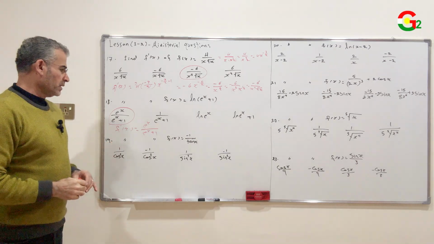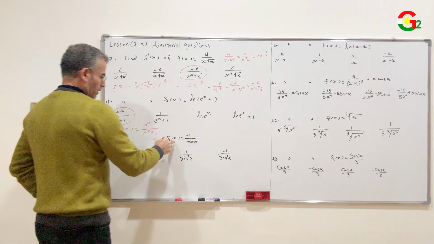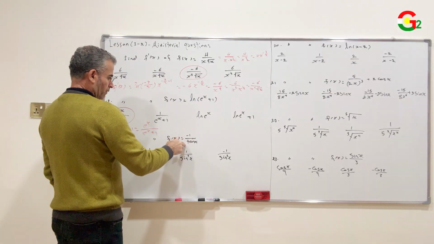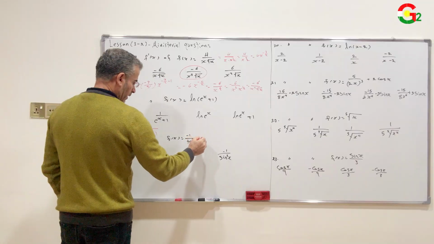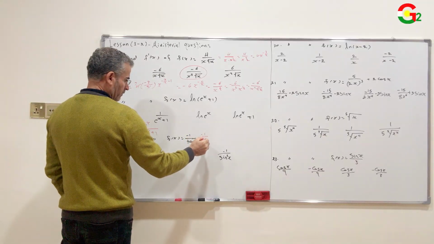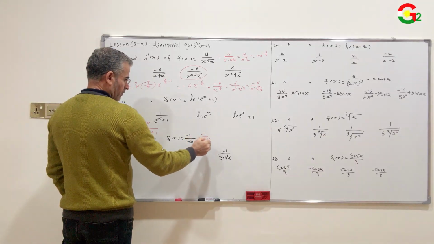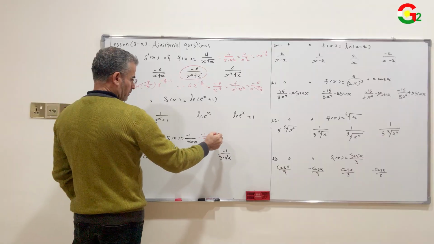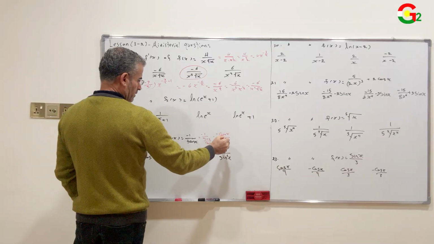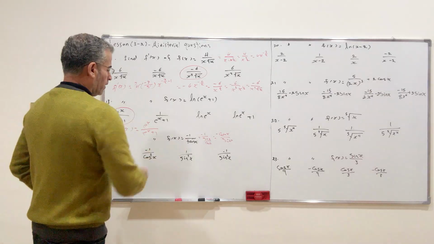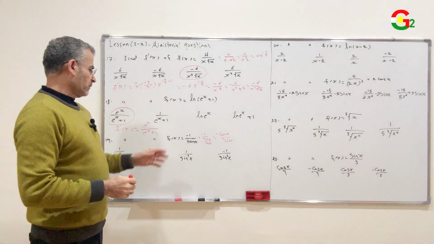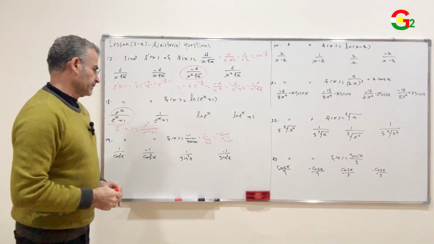Question number 19. F of x equal negative 1 over tan x. We can rewrite this as negative 1 over sine over cosine, equal to negative cosine x over sine x. Or we can apply the derivative of division of two functions.